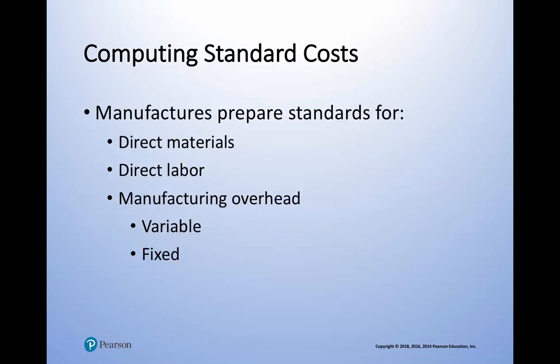So we compute our standard costs, and again, for this chapter, we're looking at inputs, not outputs. So we prepare standards for our materials, our labor, and our manufacturing overhead, both variable and fixed. And I'm telling you right from the jump, what I want you to really know backwards, forwards, and truly understand are our first three items: direct materials, direct labor, and variable manufacturing overhead.